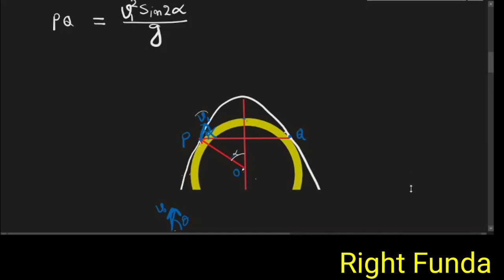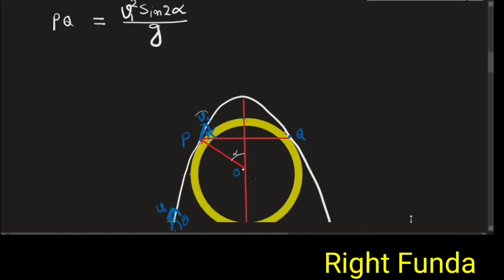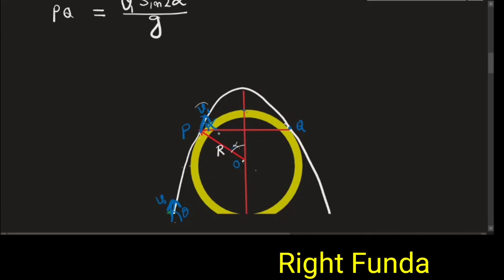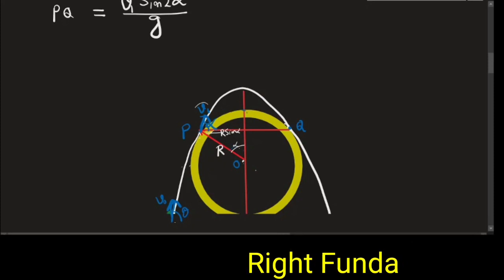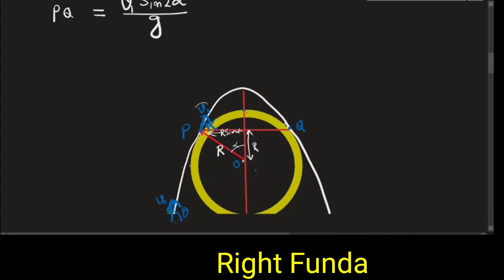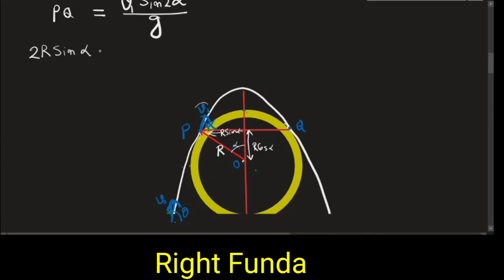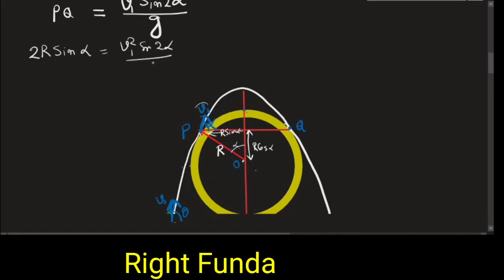R is the given quantity. If I want to see from this right now, what is this quantity? Let's check. The quantity is like this. This is R. So if it is alpha, this is equal to R sine alpha from here to here. And from here to here is nothing but R cos alpha. So PQ is nothing but 2R sine alpha. So I can write here 2R sine alpha is equal to V1 square sine 2 alpha by g.